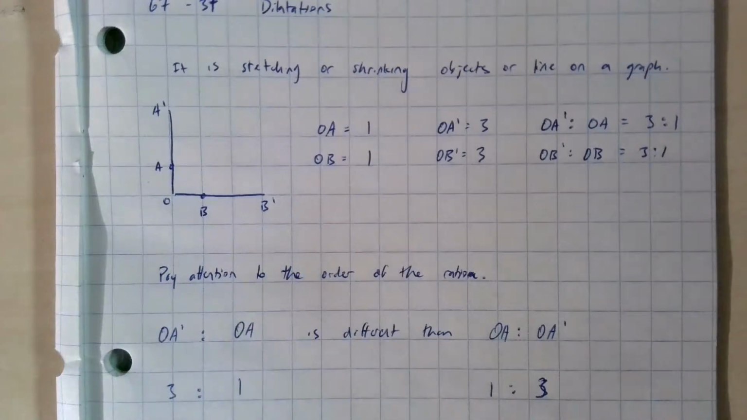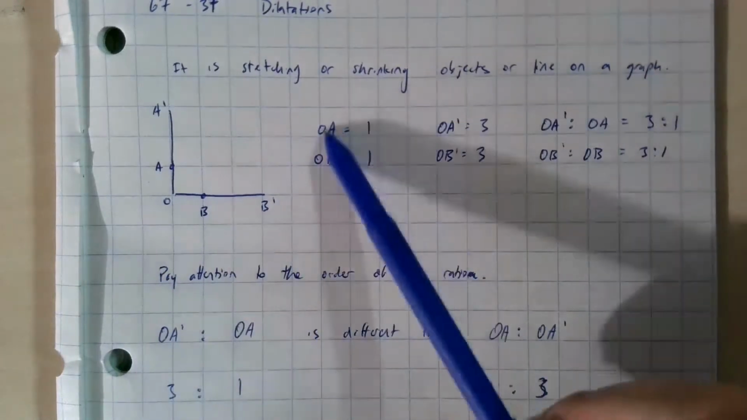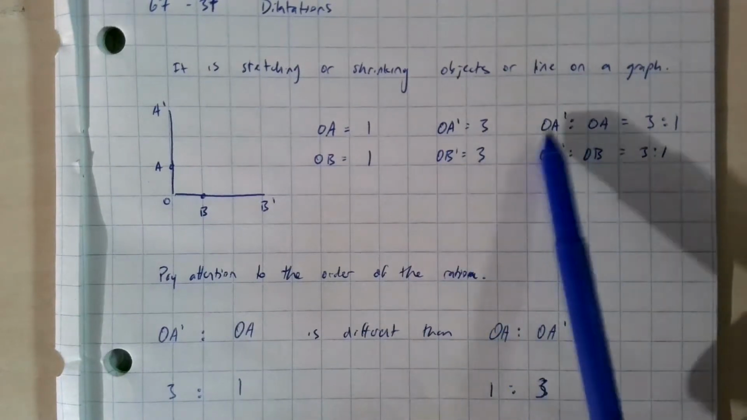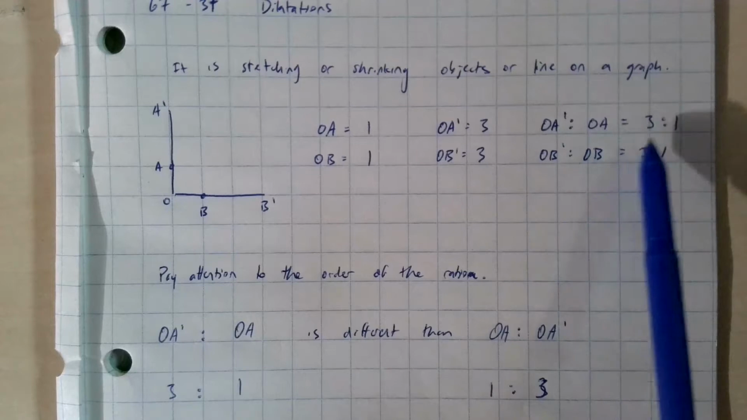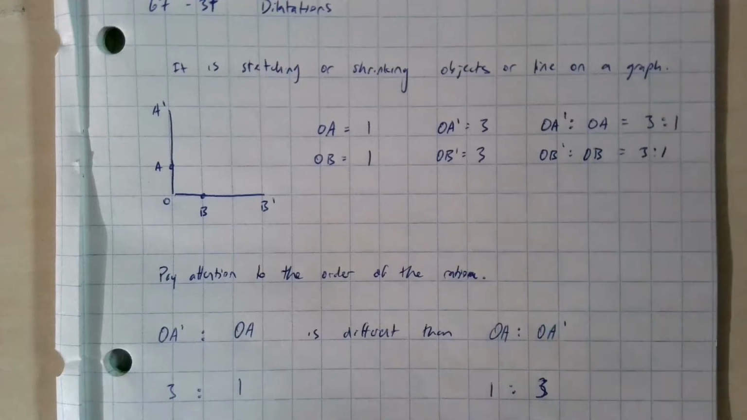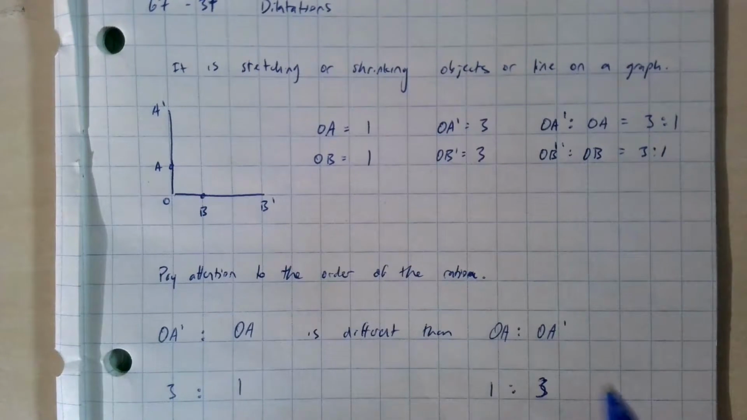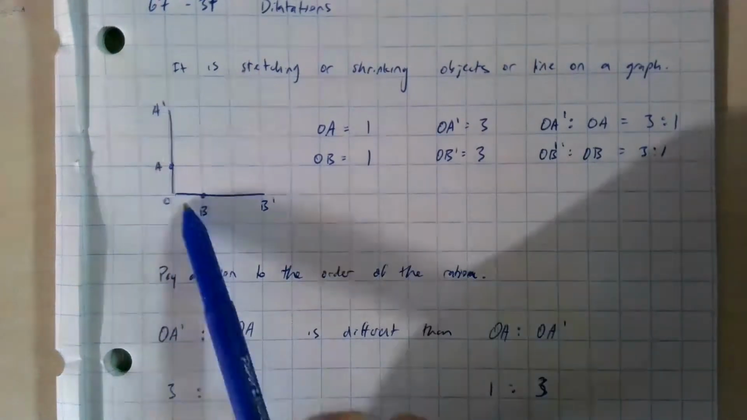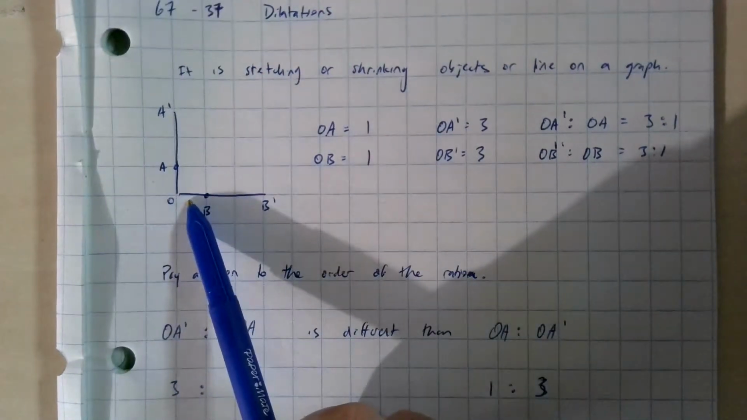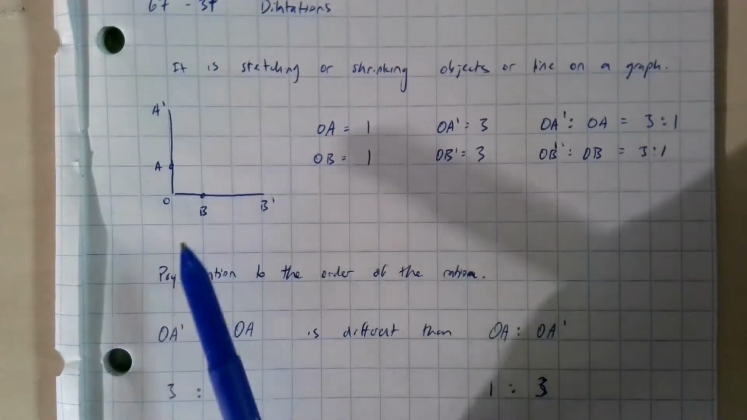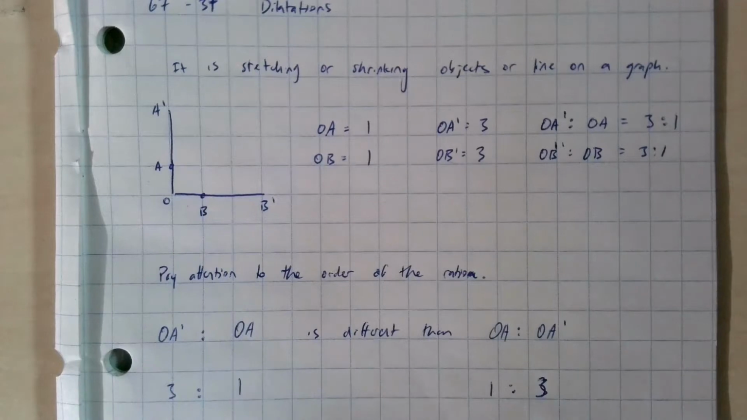I could now describe the relationship between line OA and OA prime as 3 to 1 if I write it out correctly. So OA prime to OA is 3 to 1, which is the exact same as OB prime to OB, 3 to 1. That means I'm stretching this line. It's becoming 3 times larger than it was originally. Before it was 1, now it's 3. That means I'm stretching it 3 times. So that is a dilation of 3 to 1. It's getting bigger.